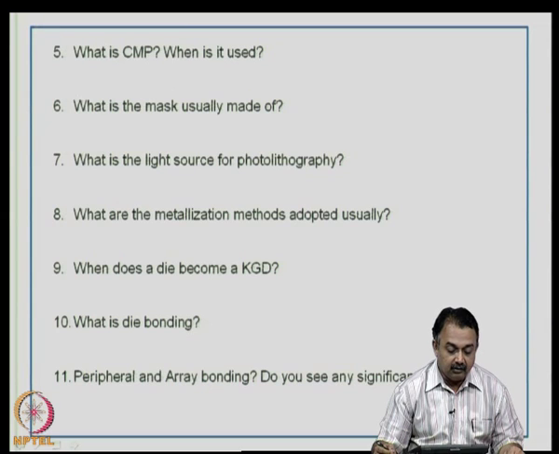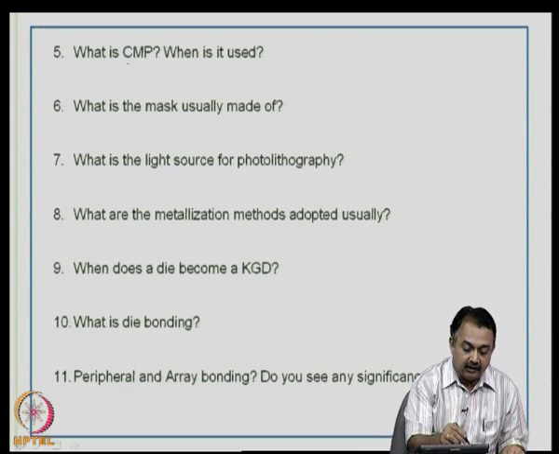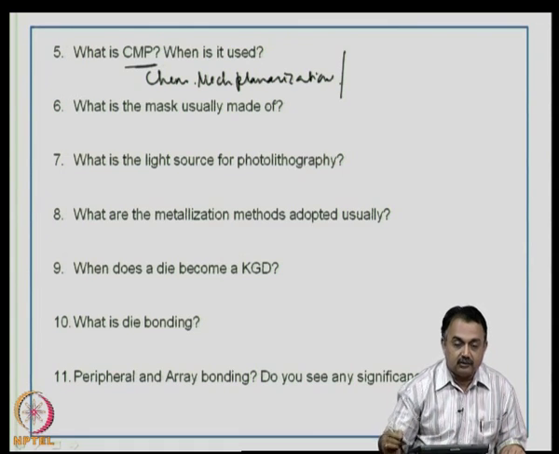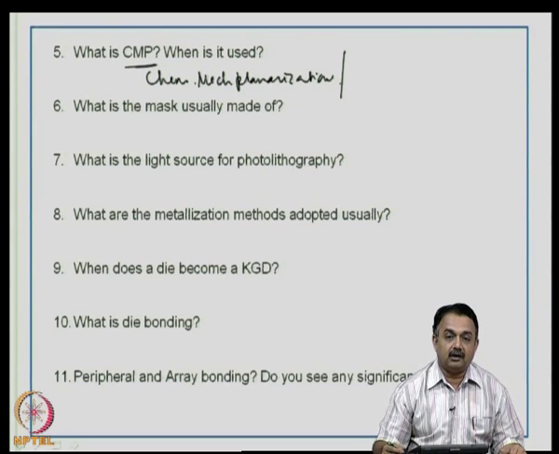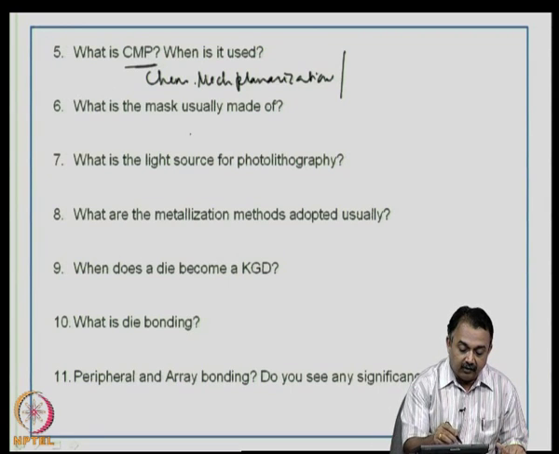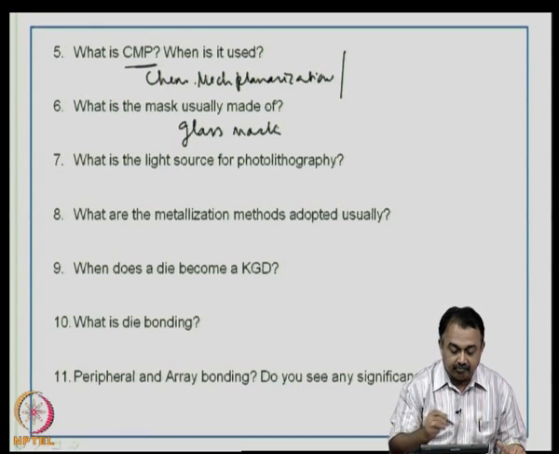What is CMP? When is it used? So, CMP is the chemical mechanical planarization process. It is used as a final process to remove excess conductive material that has been plated, for example, after electroplating. Then what is the mask usually made of? It is usually made out of glass. So, in semiconductor fabrication we use a glass mask.